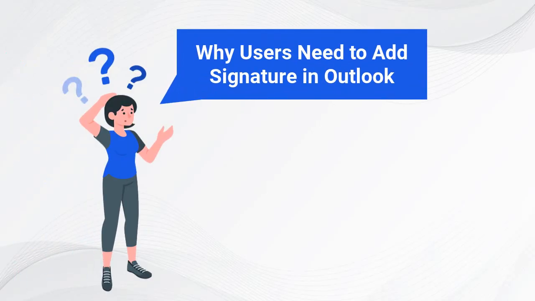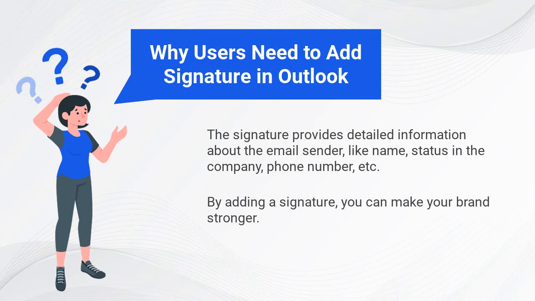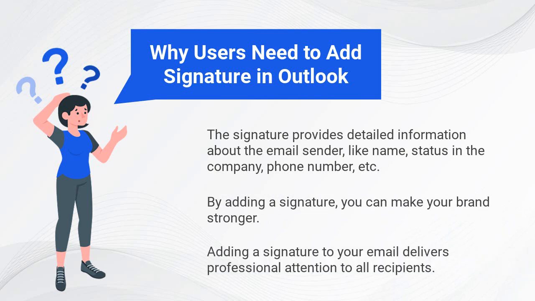Let's discuss some significant reasons why Outlook users prefer to add a signature to their email. The signature provides detailed information about the email sender, like name, status in the company, phone number, etc. By adding a signature, you can make your brand stronger. Adding a signature to your email delivers professional attention to all recipients.